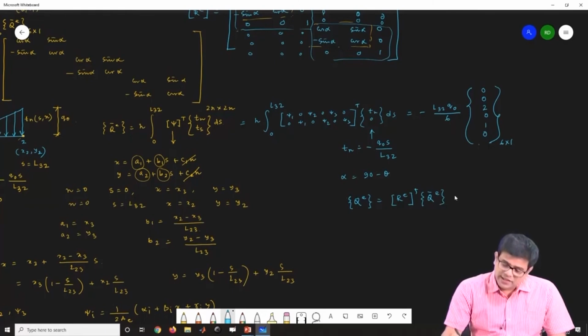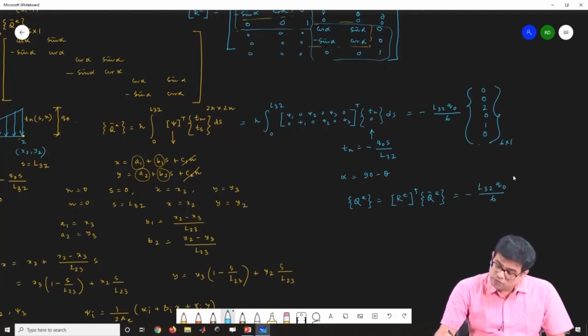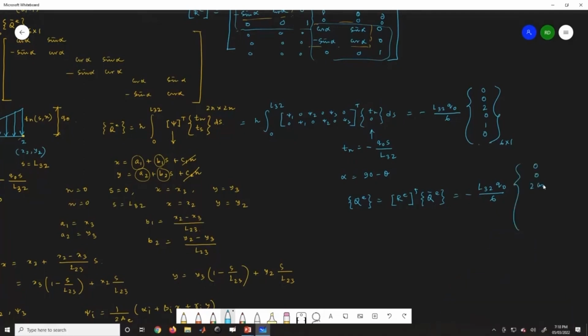Once I do that, I will get the answer like this, that is L3 by 2, Q0 by 6 into 0 0 2 cos theta 2 sin theta, I believe. So 2 sin theta. It is just matrix multiplication, cos theta, then sin theta, cos theta. So this is how essentially you calculate the traction vector.